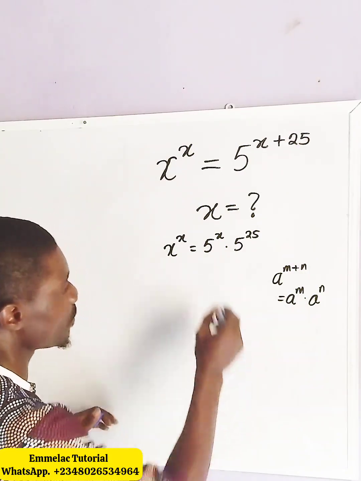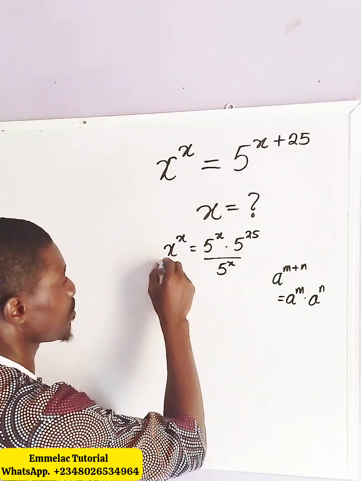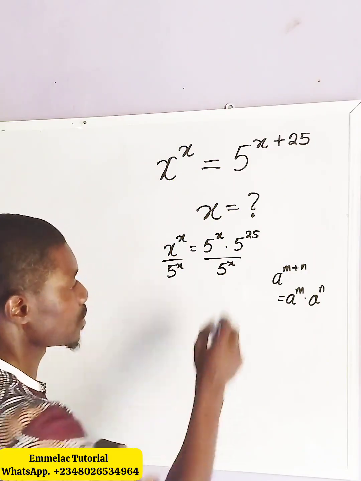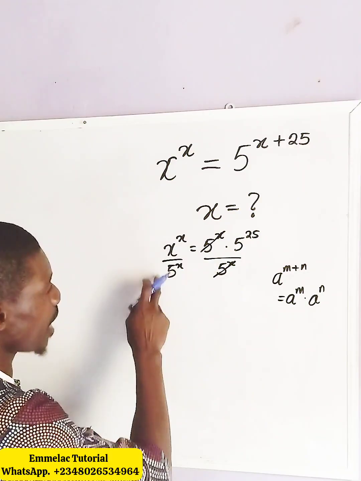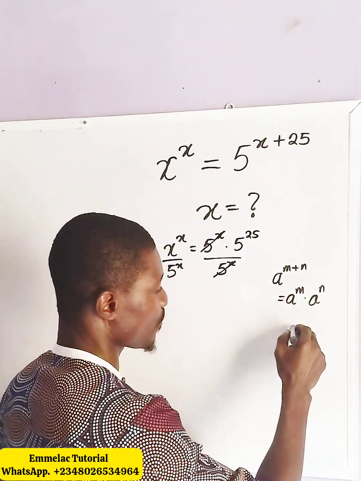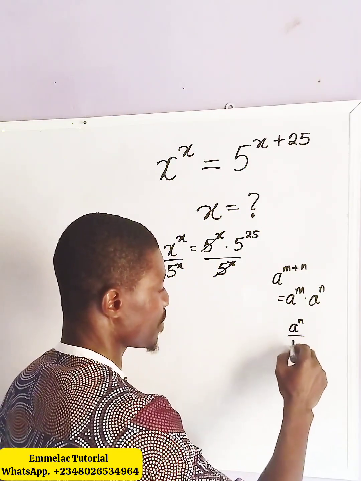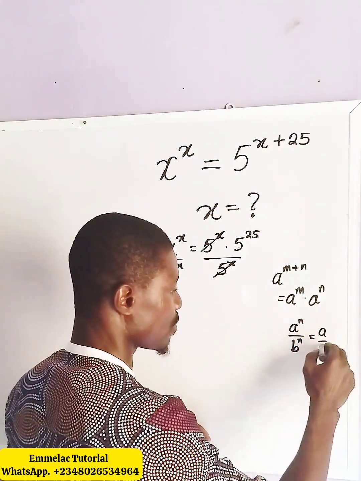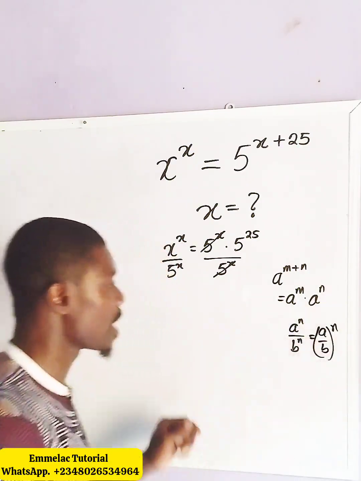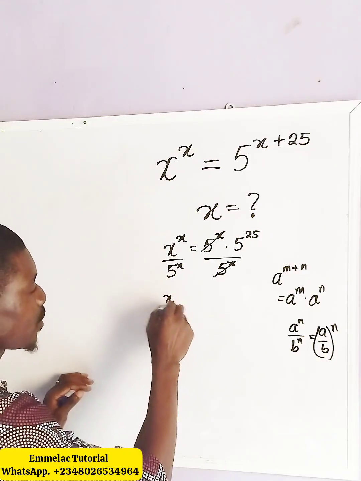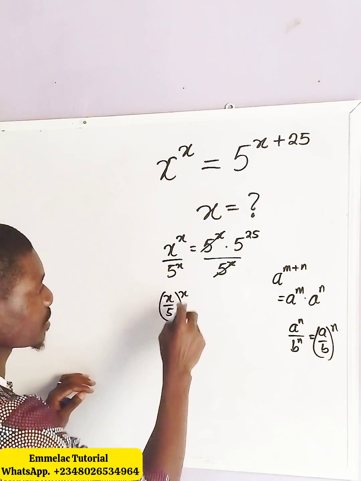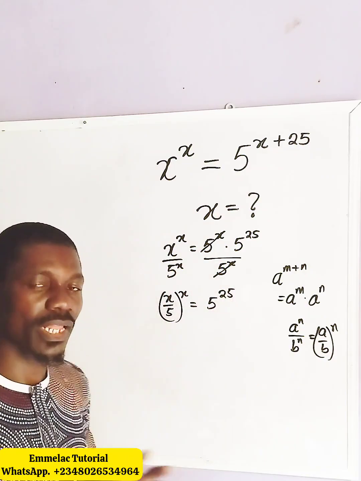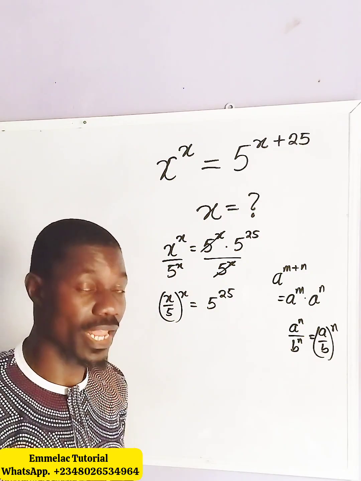Okay, so at this point, let us divide both sides by 5 raised to the power of x. So this will eliminate this. So at this point, also note that if you have a raised to the power of n and b raised to the power of n, as long as they have the same exponent, we can say a over b all raised to the power of n. Applying that rule here, we have x over 5 all raised to the power of x equals 5 raised to the power of 25.